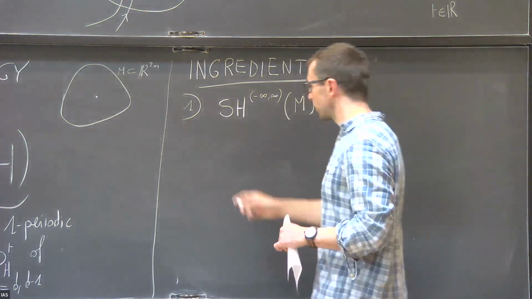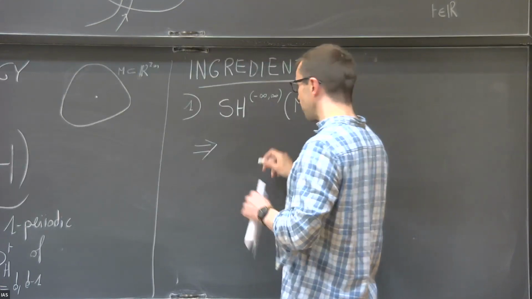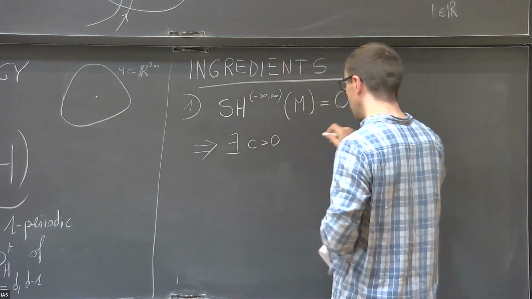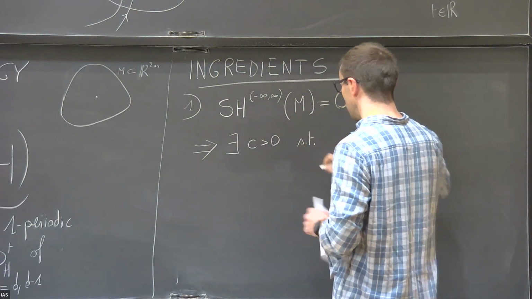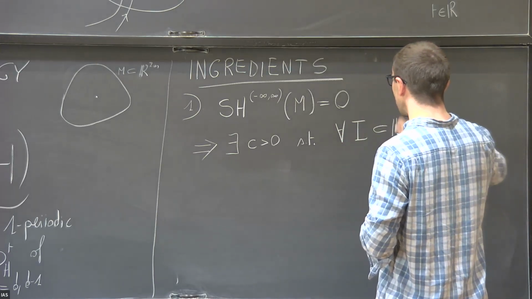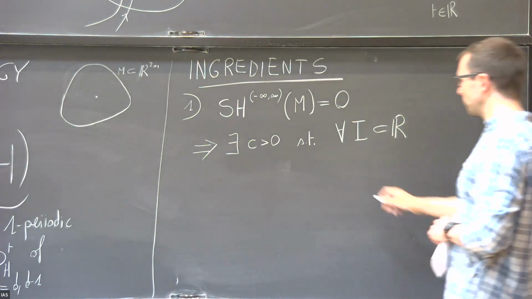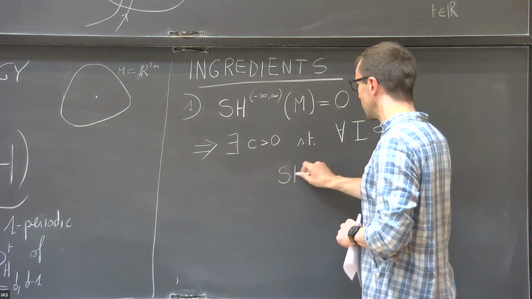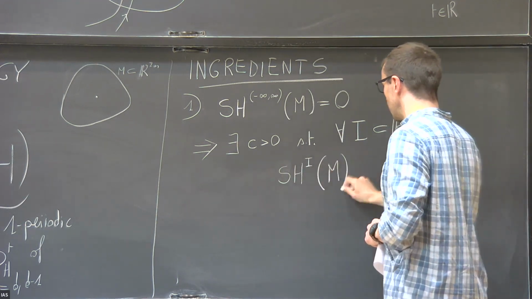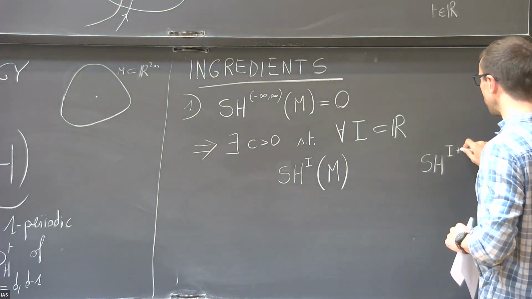So without introducing the barcode terminology, let me state what it means. This implies that there exists a positive constant C such that for all intervals I in R, so the constant is going to be uniform on the intervals, if you take the symplectic homology filtered in I, and you take the symplectic homology, but you shift the interval by C.